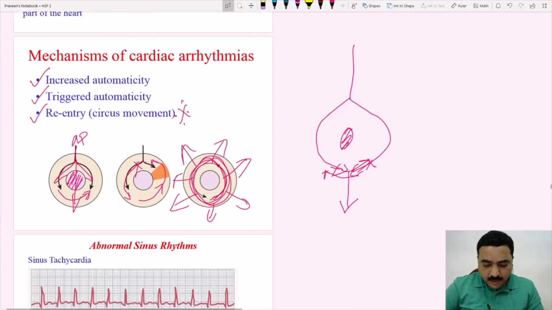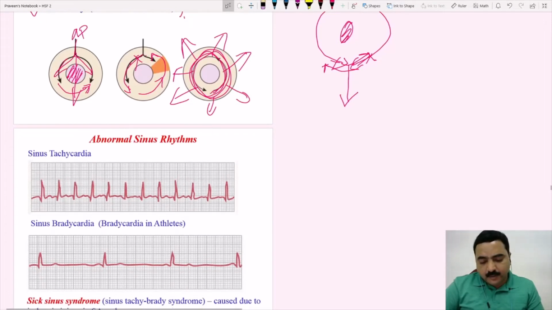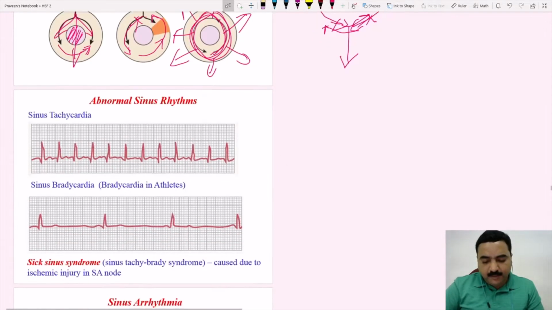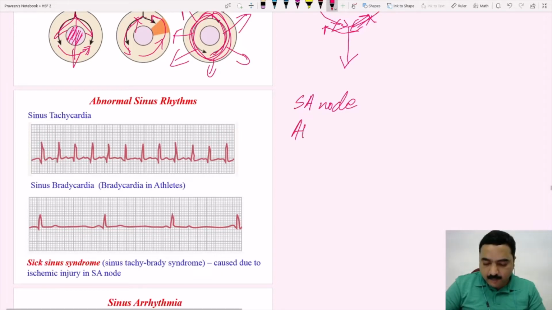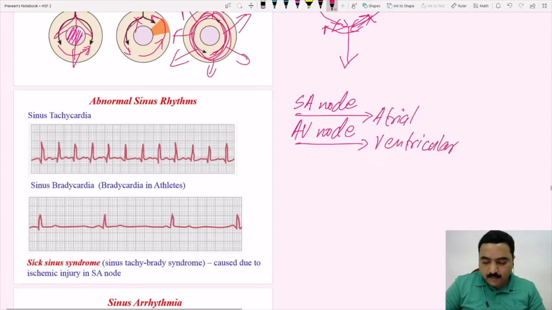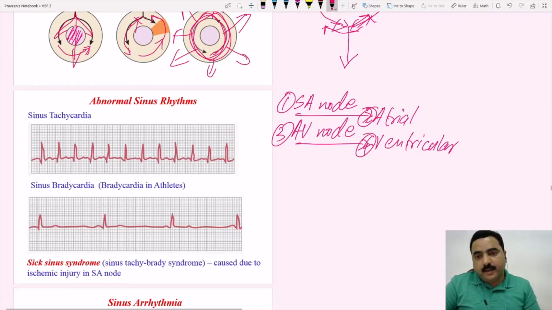Okay, so now moving on. Let's see the first. Basically we need to look at the rhythm problems in the SA node, in the AV nodal problems, and in between the SA node and AV node, you have to think about the atrial arrhythmias. Then you need to study the ventricular arrhythmias. So let us start: one, two, three, and four. These are the four locations where the arrhythmias can originate.